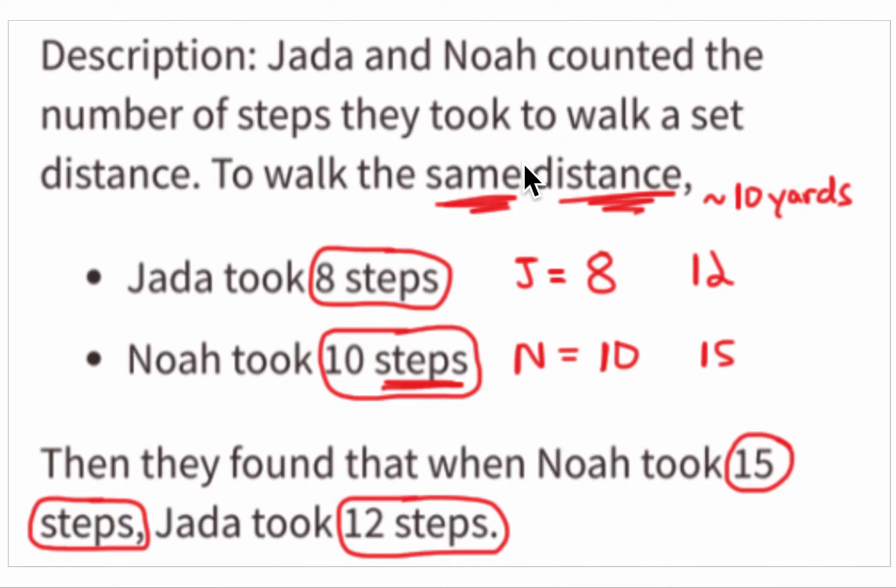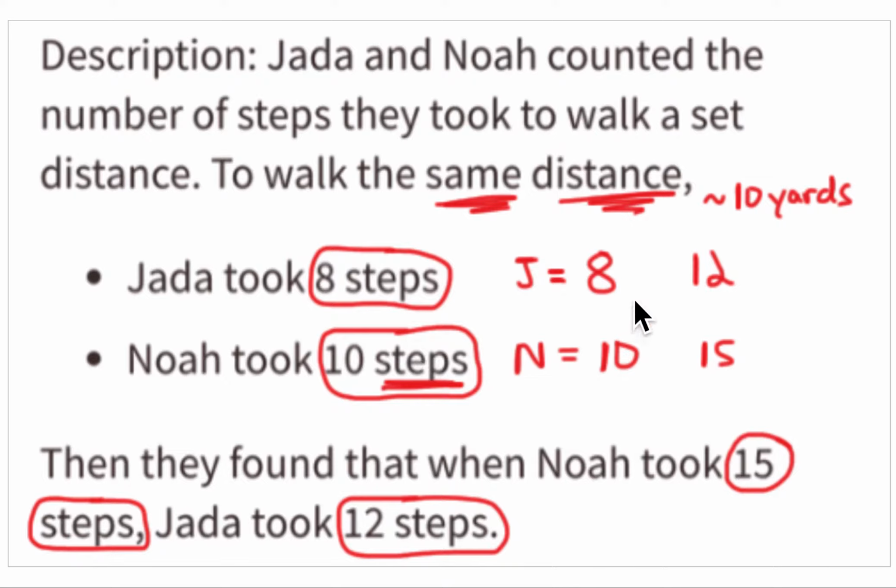And so this is the description. Jada and Noah counted the number of steps they took to walk the same distance, and you could say that that's approximately 10 yards. Jada took 8 steps, Noah took 10 steps. Usually when an adult takes large steps, that's pretty close to a yard. So this is somewhere between 8 steps, 10 steps, here's 12 steps. So we're probably talking about yards in this case, but that's the same distance. And the question is, how many steps does each person take to cover that 10 yards or that same distance?